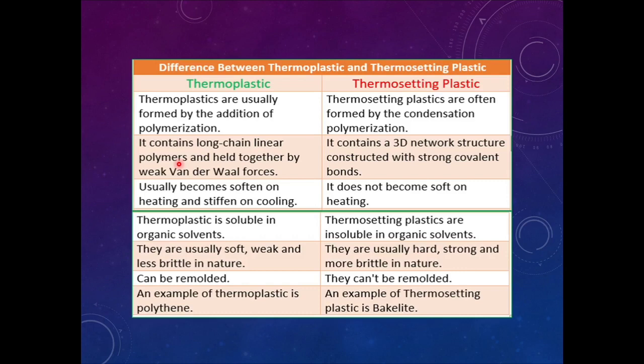So for the classification of polymers, there are 4 types. The first one is natural and synthetic polymer. Second one is homopolymers and heteropolymers, and third one is linear, branched and cross-linked polymers, and fourth one is elastomers, fibers, and plastics.